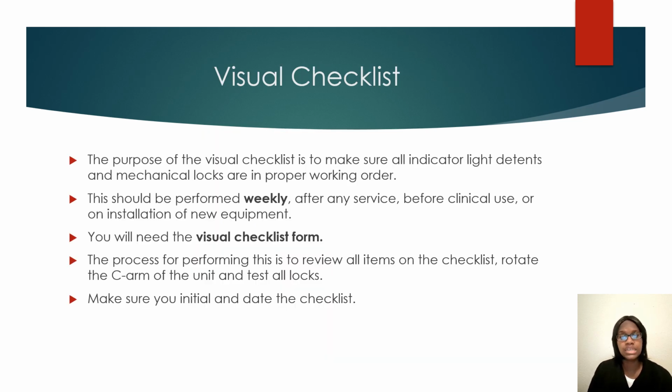For your visual checklist, the purpose of this is just to make sure all indicator lights, detents, and mechanical locks are in proper working order. This should be performed weekly, after any service, before clinical use, or on installation of new equipment. You will need the visual checklist form. The process for performing this is to review all items on the checklist. You want to make sure that you are rotating the C-arm of the unit and testing all of the locks. Make sure that you do initial and date the checklist.